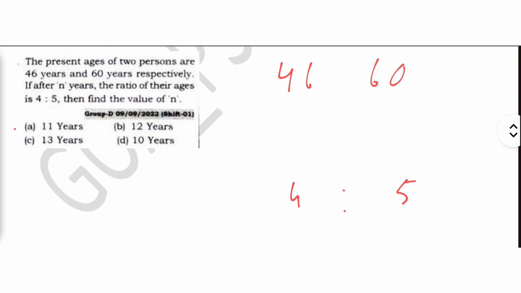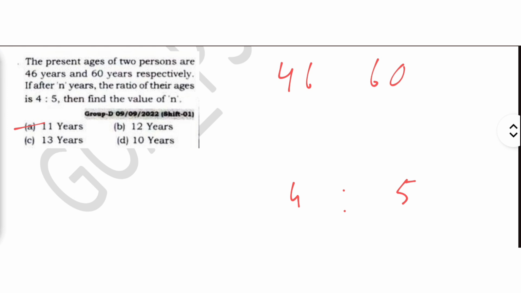So guys, if you take 11, what do you get? 46 plus 11 is 57. Here what do you get? 71. Can 71 be cancelled by something? No, I don't think so. 71 is a prime number, it cannot be cancelled by anything, right? So 11 years is not your option.